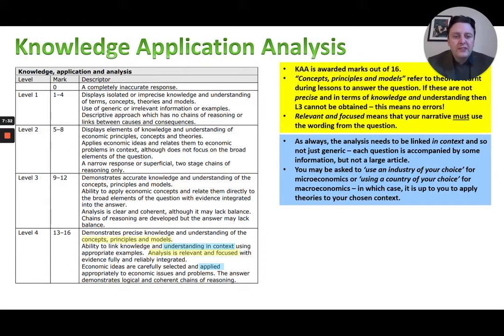As always, your analysis needs to be linked in context. Don't make it generic. Each question is accompanied by some information, but not a large article, but you have to use this information. You may be asked for an industry of your choice. For microeconomics, it's very common. Or use a country of your choice for macroeconomics. And in this case, it's up to you to apply the theories that you've learned to your chosen context.